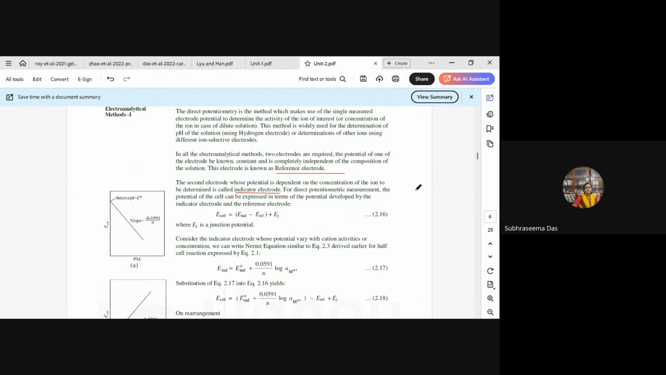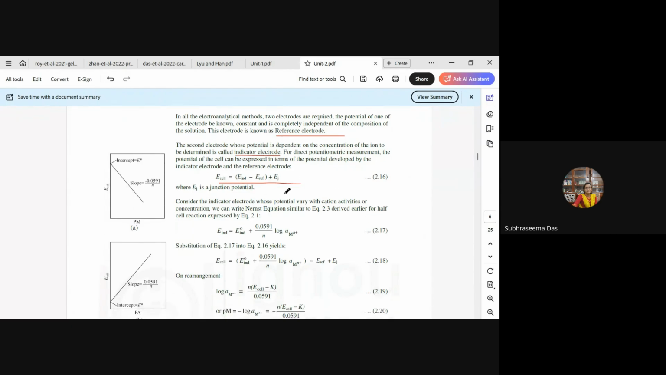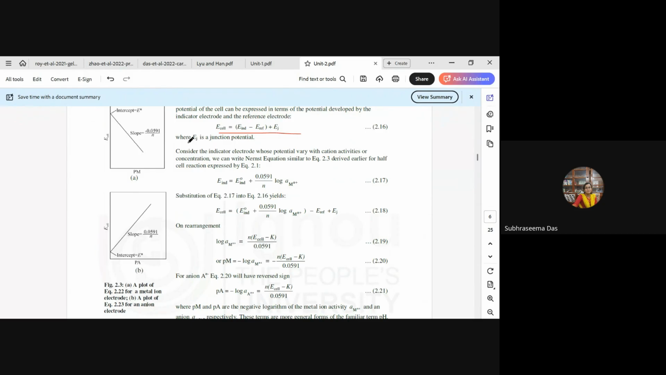For direct potentiometric measurements, the potential of the cell can be expressed as E cell is equal to E indicator minus E reference plus E_J, where E_J is the junction potential. Let us consider an indicator electrode whose potential varies with cation activities.